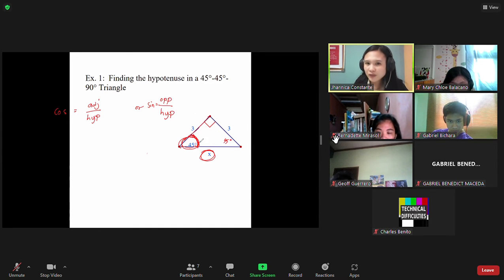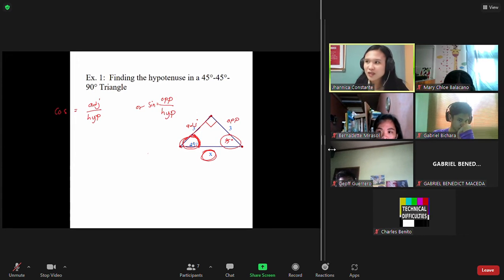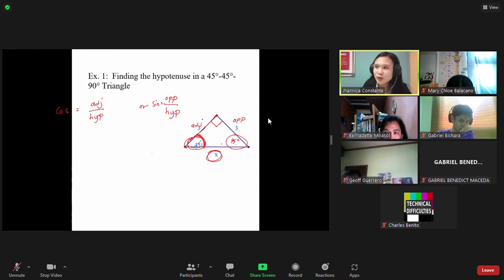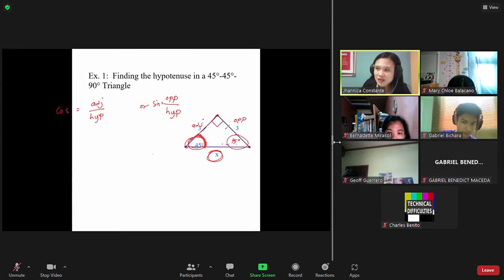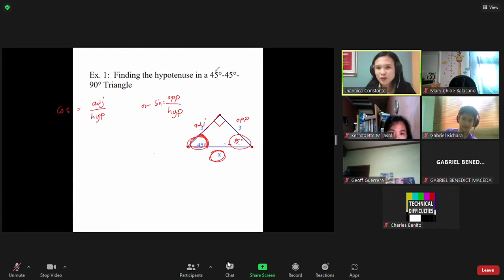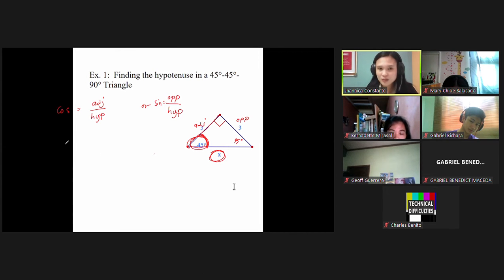Since 45 degrees has its opposite, this is your opposite, and this is the adjacent. Or you can use this one, it's the same, since you have the same measurement of the angle, which is 45. You also have the same measurement for both sides of the triangle, which is equal to 3. It's the same value. So let's say we're going to use the cosine first. Let's see if we're going to have the same answer, whichever of the 2 ratios we use.